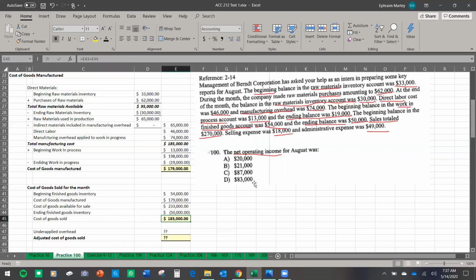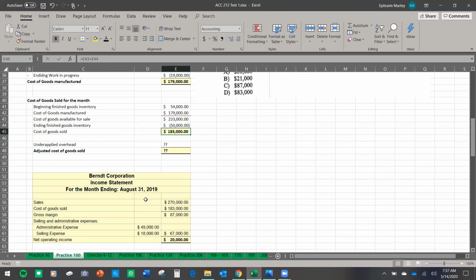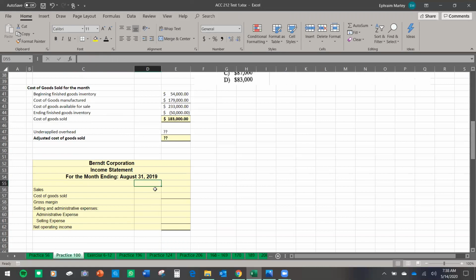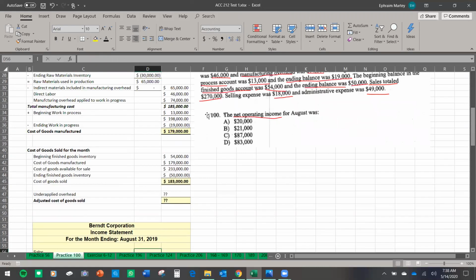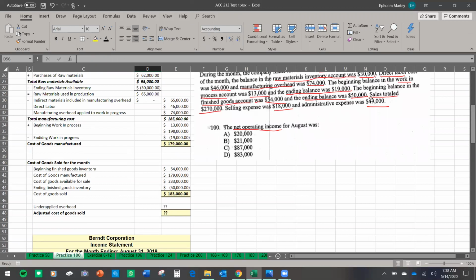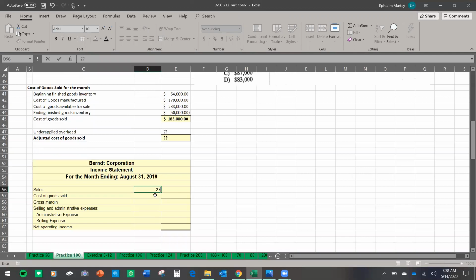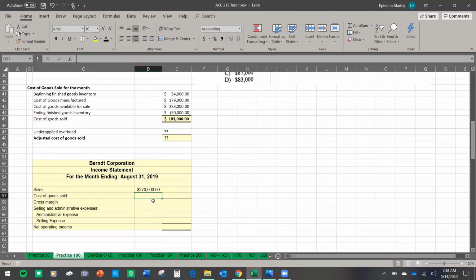Now we are going to do what we were actually asked to do, and that is find our net operating income. This is the income statement that we're going to do, and this is the company that we have right here. How much are our sales? We have our sales here already started, total sales 270,000. What is our cost of goods sold? We already have it right here, 180,000.